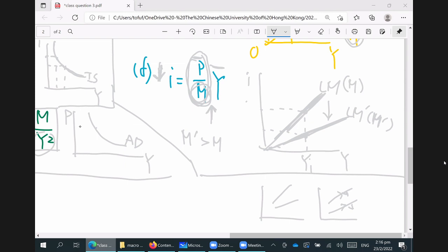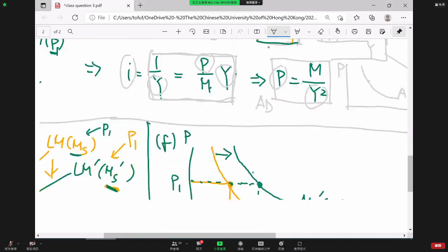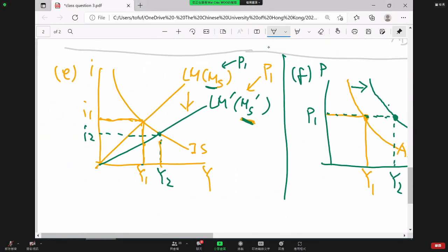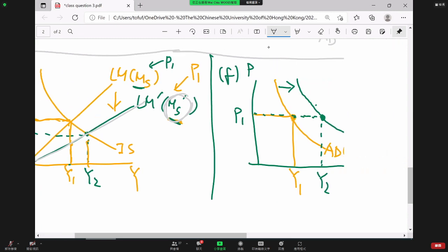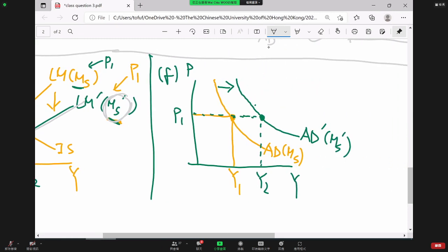Okay, there is another question. Can you explain question 2F, why the AD curve should shift to the right? The AD curve shifts to the right because the whole point is triggered by the money supply increase. Money supply increases, LM reduces. That is quite clear. But on the other hand, if you look at AD, you are talking about whether it should be a shift or a movement along the same curve.